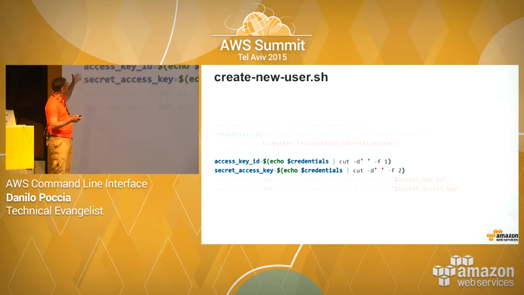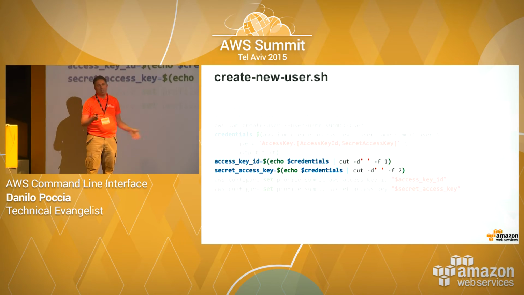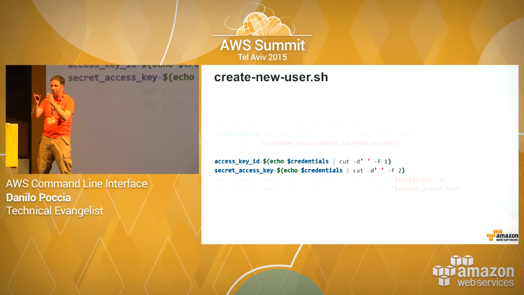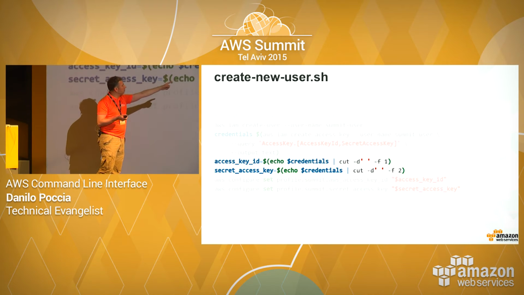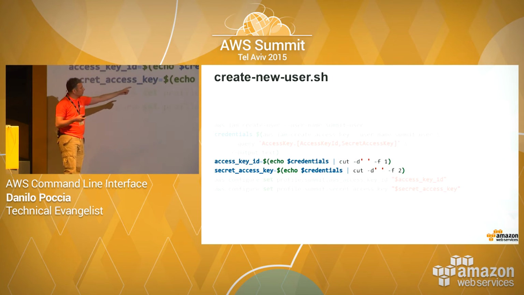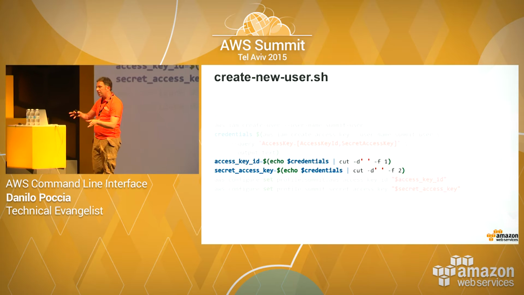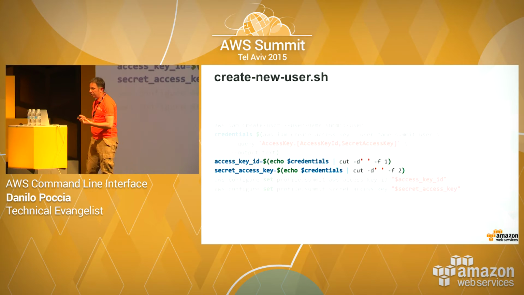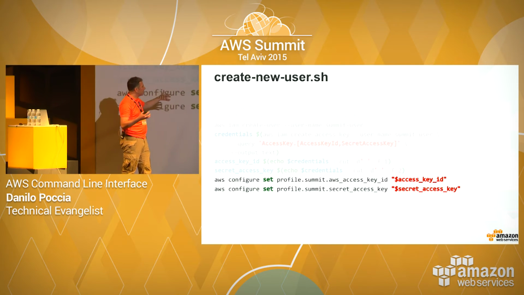Now we can extract the access key and the secret key from this single variable using cat, and we will use a delimiter based on space. So the first part, before the delimiter, will be the access key. The second part, so f2, will be the secret access key. In this way, we created a user, created a set of credentials, extracted those credentials, and put them into two environment variables.